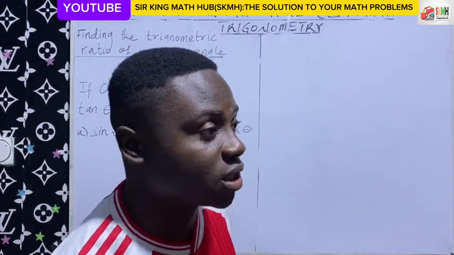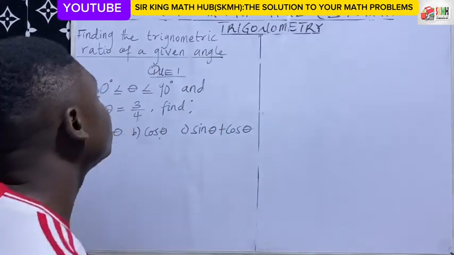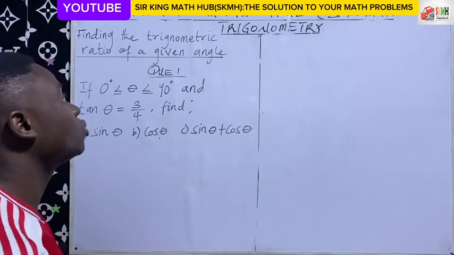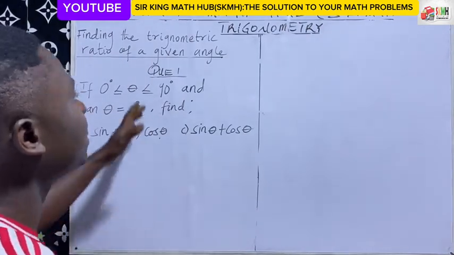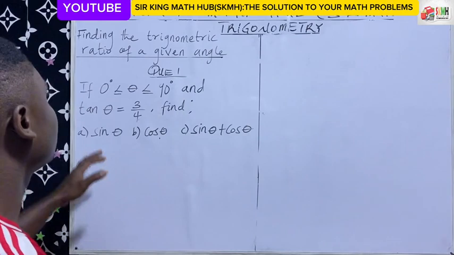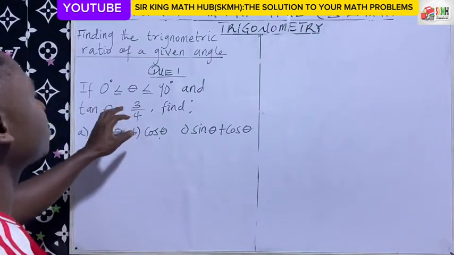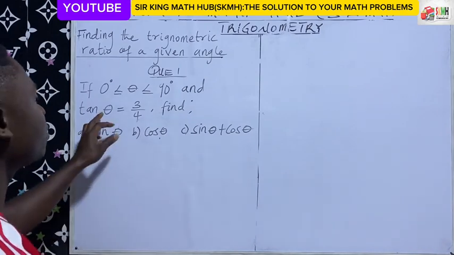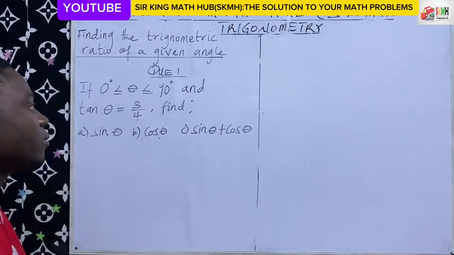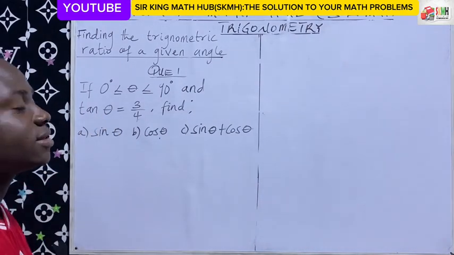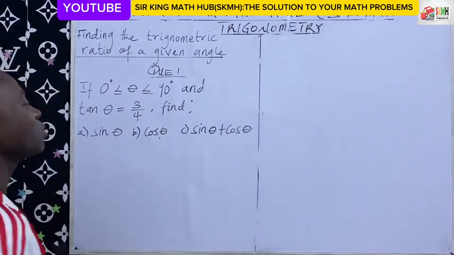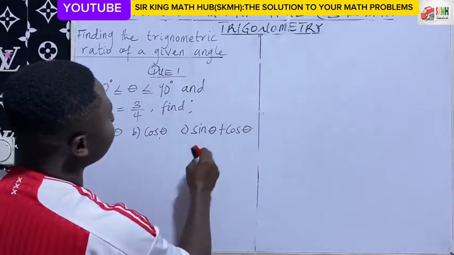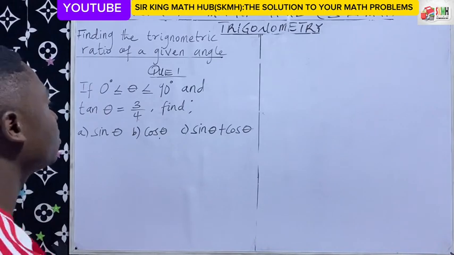We are still on track, but for today we are going to find the trigonometric ratio of a given angle. So there's our first question. Now, if theta is located within the first quadrant and the ratio of tan theta is 3/4, we have to find A, sin theta, B, cos theta, and then C, sin theta plus cos theta.